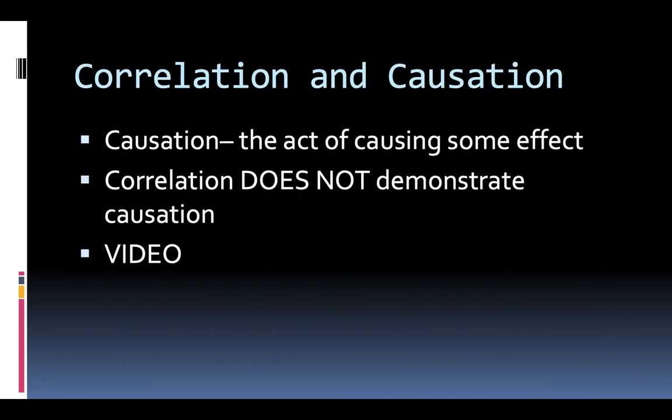So the important thing to understand, though, is correlation does not demonstrate causation. So there might be a correlation between two things. For example, there's a famous example that there's a correlation between the amount of ice cream sold and the number of murders. You're thinking, what? How do those things relate?